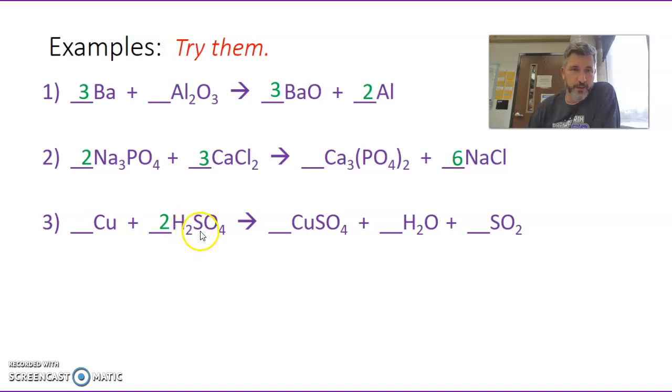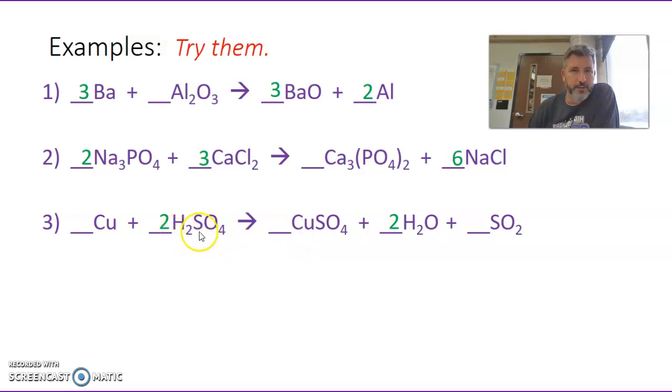So this one's a little bit weird because I only have sulfur in one place on the left, but I have it in 2 places on the right. So I have 2 sulfurs on the right, only 1 on the left. So the sulfur now has 2 because I have 2 on the left. That is then going to bring my number of hydrogens up to 4, so 2 times 2. And so I'm going to have to multiply my water by 2 to have 4 hydrogens on the right. And then, let's see, then my copper is balanced.